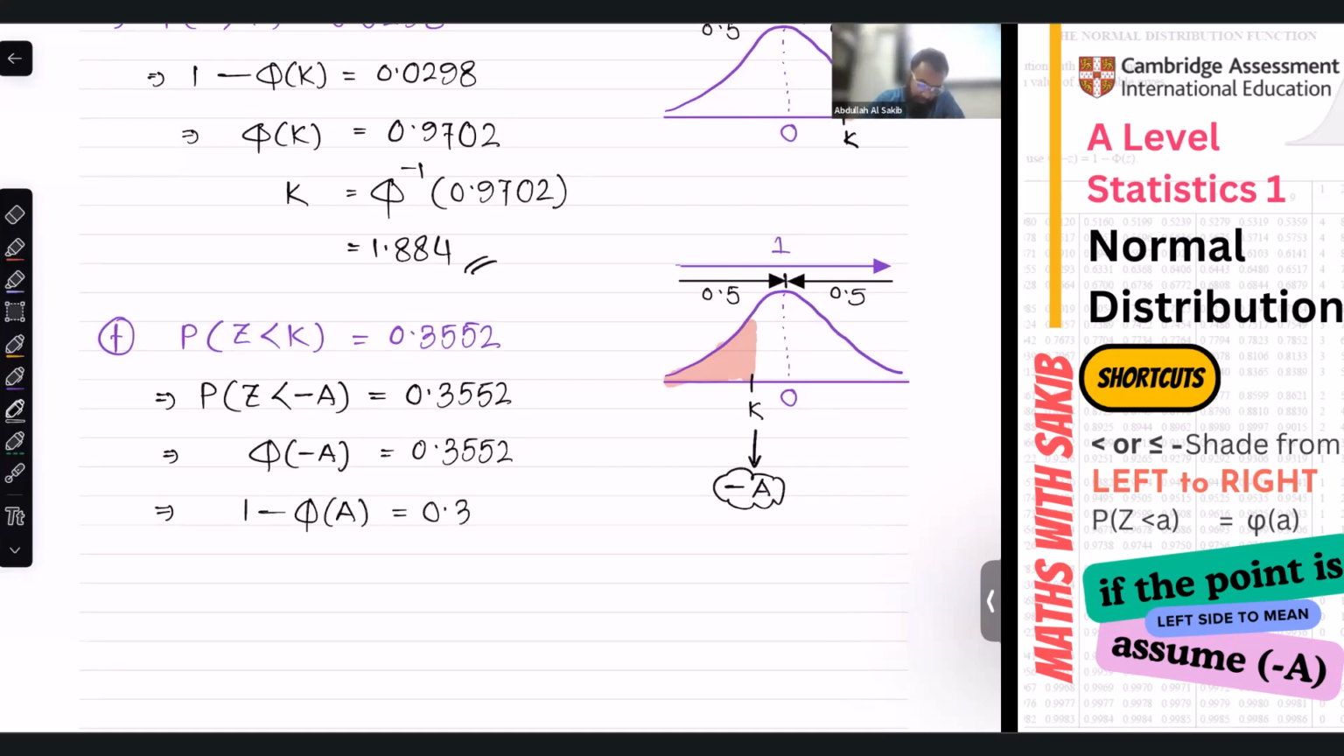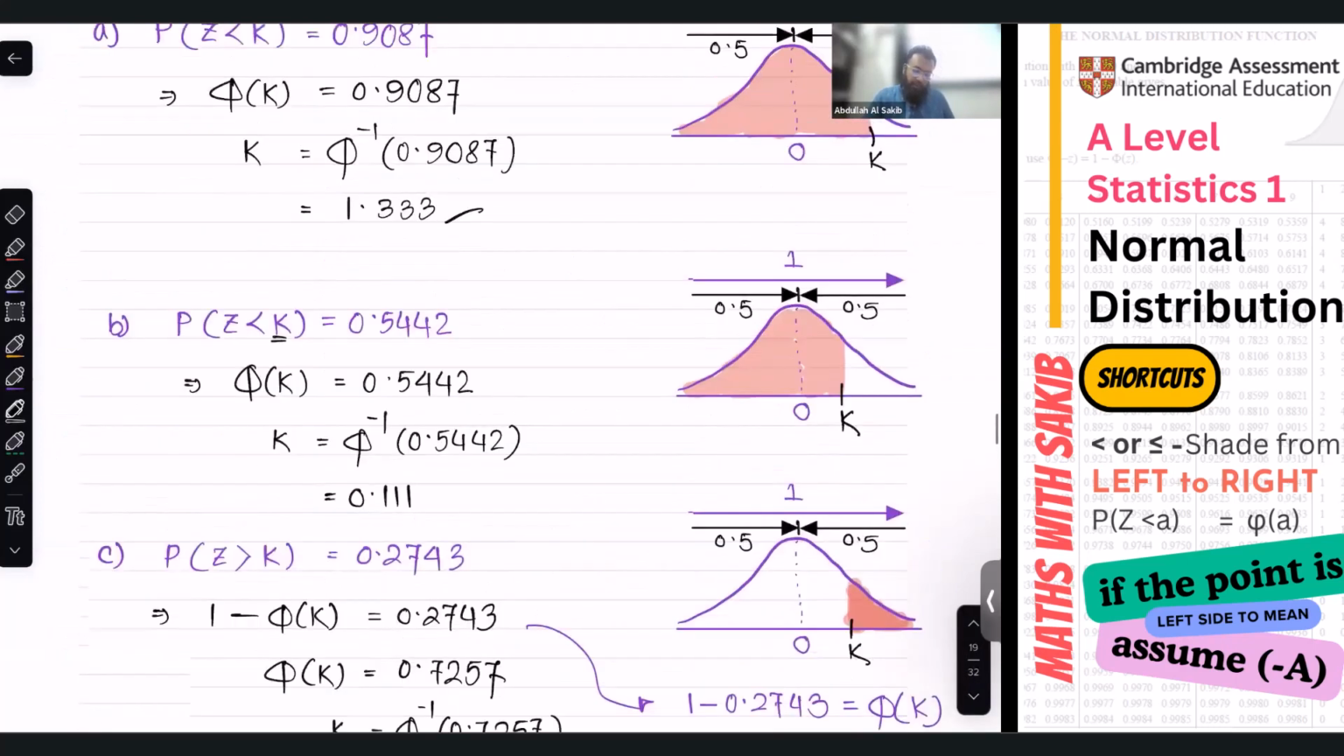That's equal to 0.3552. Now find the value of phi A. Clear? We just use the shortcut. So 1 minus 0.3552, 0.6448. Clear, Baba? So what's the value of A? Phi inverse 0.6448. So let's find the value of A for which the probability is 0.6448.